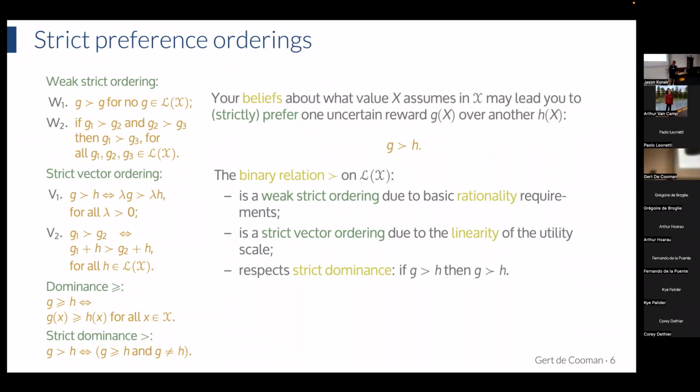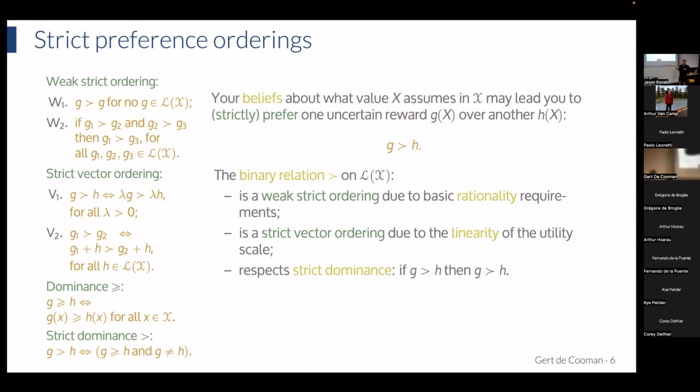So what do I mean by dominance? A gamble is greater than or equal to another gamble if it is greater than or equal to it in all of its values. It's everywhere greater than or equal to the other one. Strict dominance just means it's greater than or equal and not equal. So it is at least as large everywhere and larger in at least one point. That is what I mean by strict dominance here.